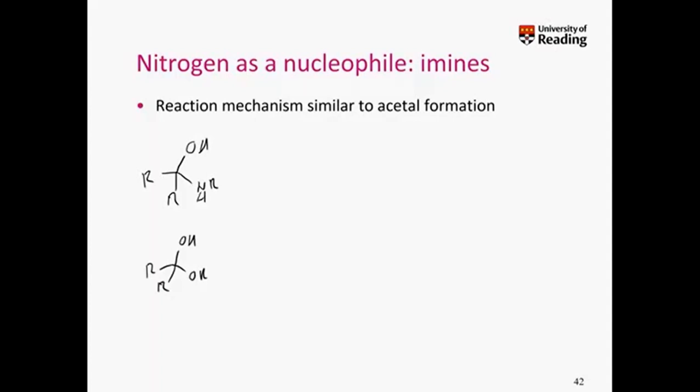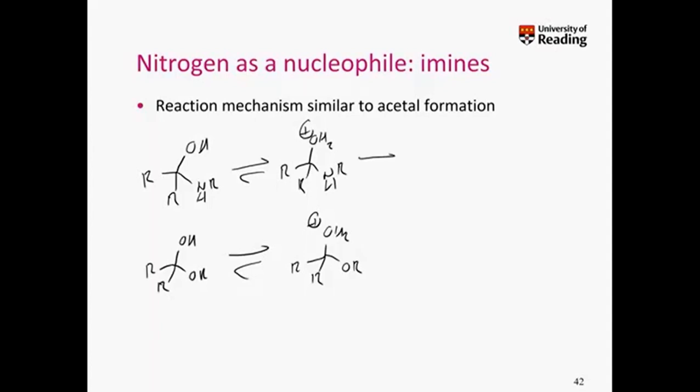So now, if we do our protonation, in this example, we're protonating up here. And in the bottom example, we're also protonating in the same place. Okay, so we've seen the acetal formation. This is the same reaction mechanism that's going on. Then in the top one, we are going to use our lone pair from our nitrogen to form our carbon-nitrogen bond, and we're going to make water leave as a good leaving group.